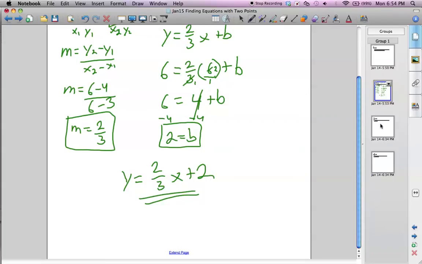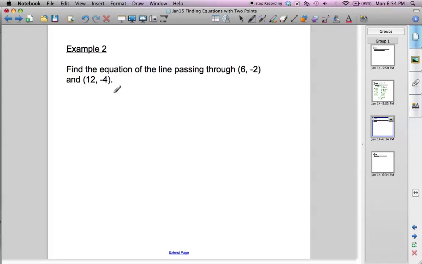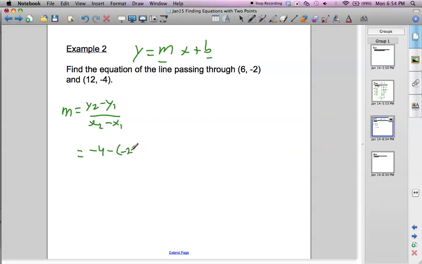Okay, let's try another example. Let's say we have these 2 points. Again, we need the slope and the y-intercept. So let's start off by finding the slope. We're going to use our slope formula. Subtract the y's divided by subtracting the x's. So let's have -4 minus -2. That's a minus -2, don't get that mixed up, over 12 minus 6. So that's going to be like plus 2. So it's going to be -2 out of 6, which equals -1/3. So that's our slope.